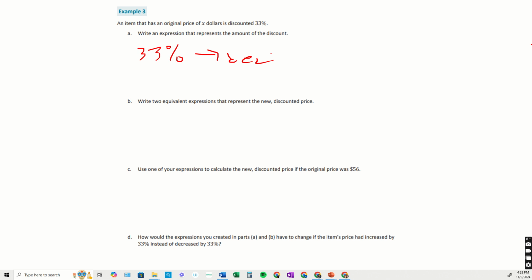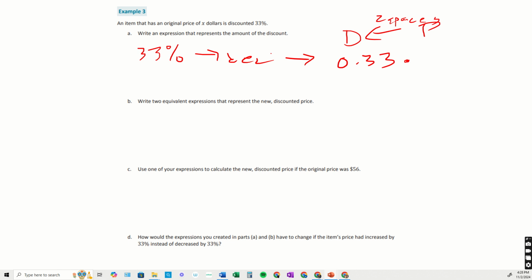Converting a percent to a decimal. So we're going to convert 33% to a decimal. And then from there, we can take that decimal and multiply it by our original amount. In this case, it's x. So 33% to a decimal, going from percent to decimal, we move it 2 spaces to the left. So this would be 0.33 as a decimal.